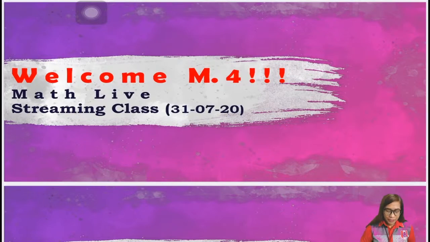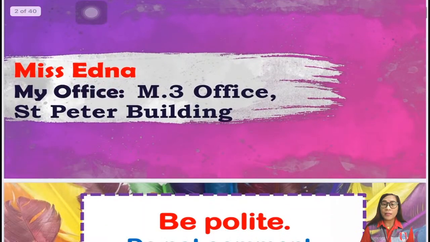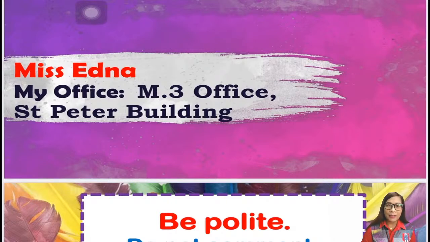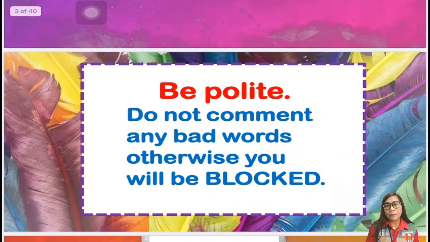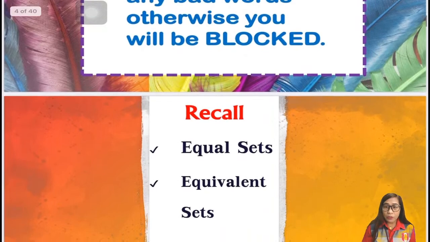So, for today, we will have, by the way, my office is at M3 office, second floor of St. Peter building. My office is not in IEP office, it's up there. I'm in guidance office, and my office is on the floor above the guidance office. Okay, so I would like to remind you to be polite. Do not comment any bad words, otherwise you will be blocked in this live streaming class.